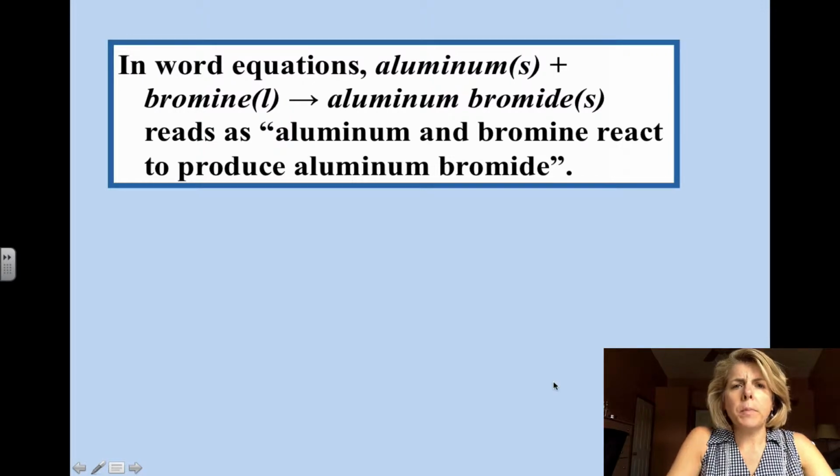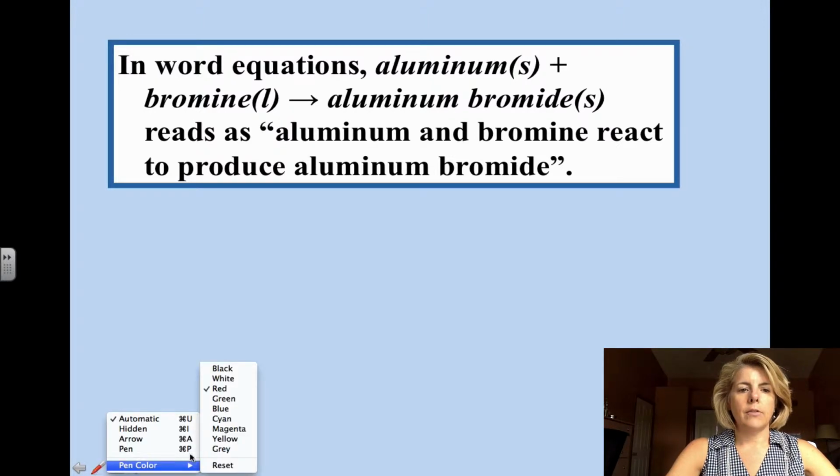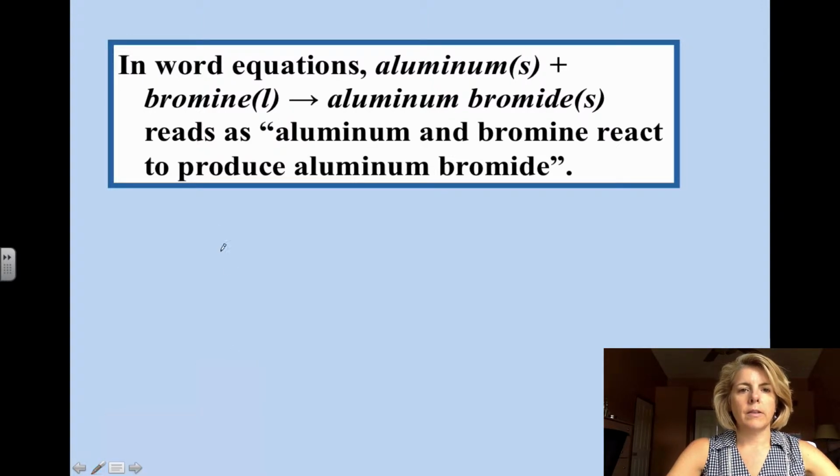Okay, so you may be given a written equation and you have to translate it into the nomenclature or the shorthand that chemists use. So notice here it says aluminum S, so S stands for solid, and you may see L, L stands for liquid, and then the equation would be aluminum and bromine react to produce aluminum bromide.